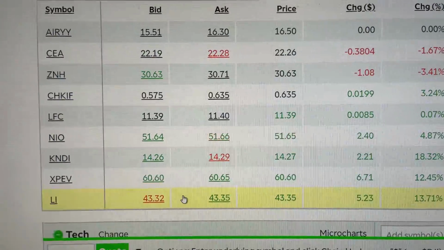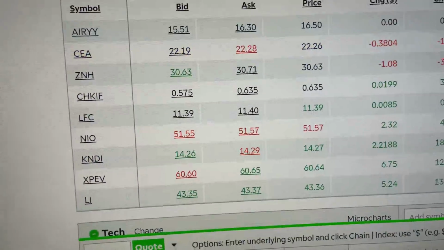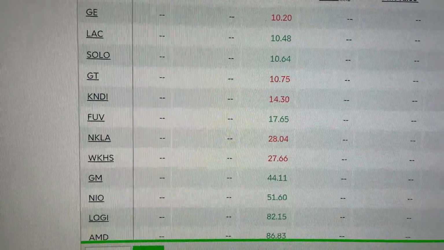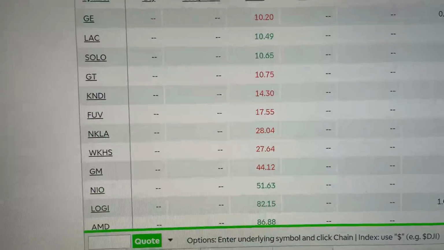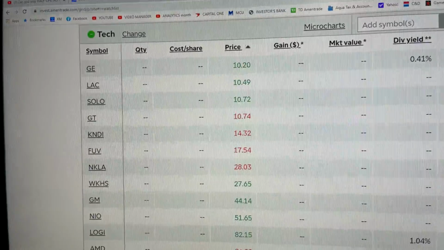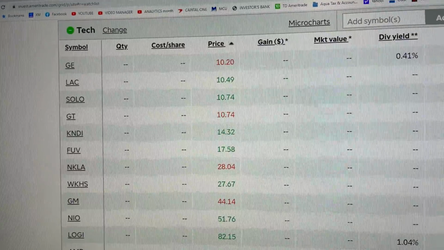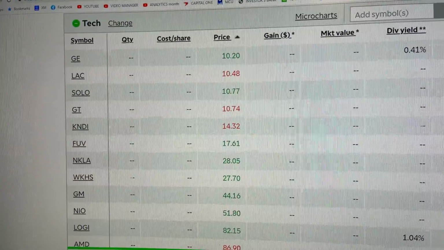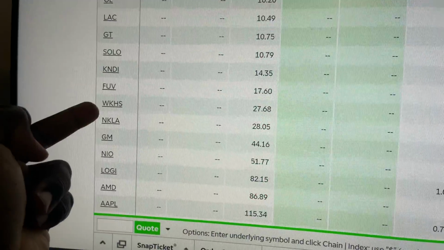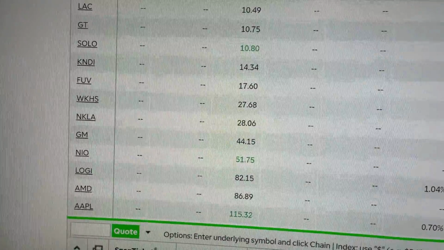Okay? So I guess the only other thing I would show you here is tech. Tech is typically going to be up because everybody's quarantined and everybody's spending top dollar on technology right now because they're bored and they're sitting at home. GE, I told y'all to buy GE at $5.48. Look at that. You've doubled your money if you did that. LAC, Solo is one of those EV companies, and so is FUV. But tech is doing really good.